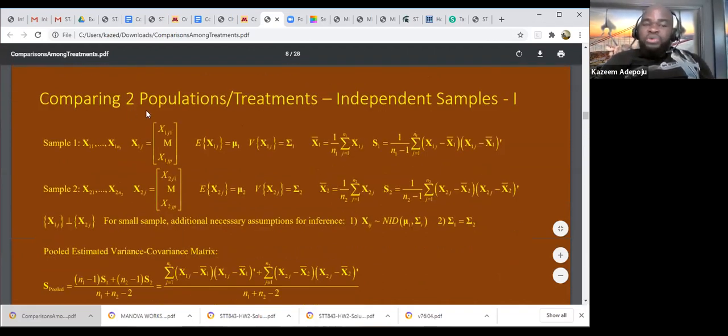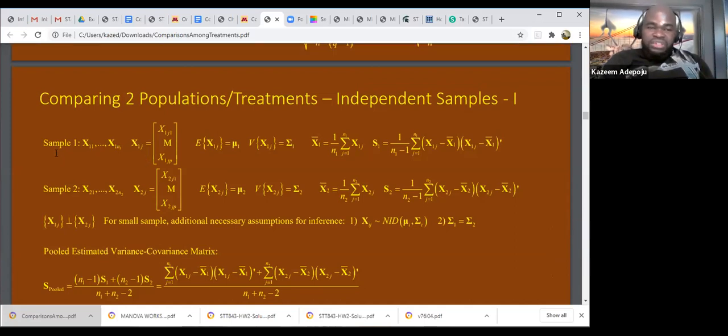So for a situation where you want to compare two population treatments, and they are independent samples. This is the independent sample. If you look at the one we did before, the paired one, that was not independent, that was dependent, because we're using the same set of individuals, before and after, that I talked about. But this is for independent samples. How do we go about it? It means I'm going to have a set of sample 1 and a set of sample 2.